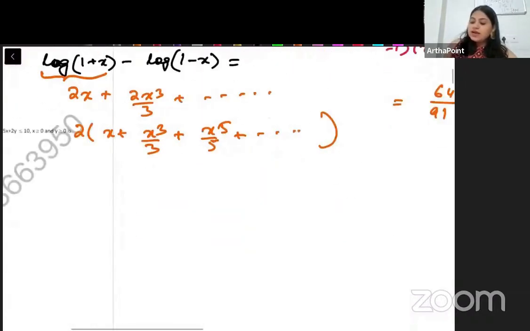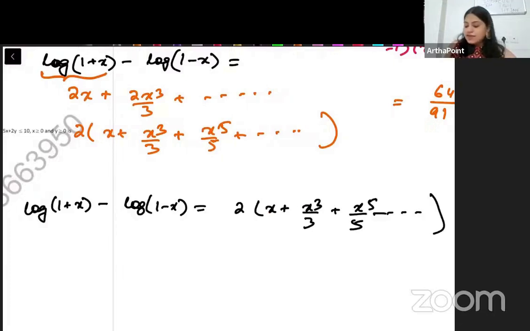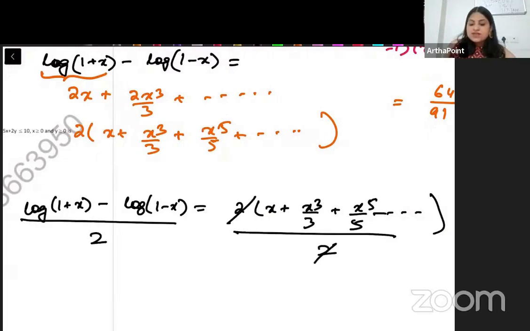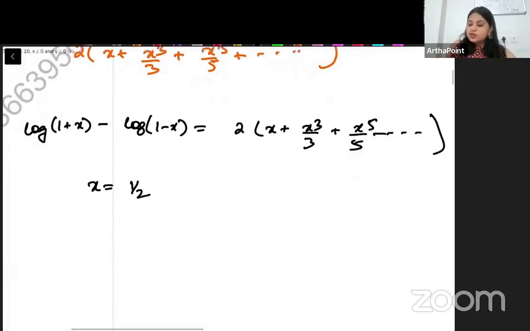So we know that now I have said that log 1 plus x minus log 1 minus x can be written as 2x plus x cubed by 3 plus x to the power 5 by 5 and so on. But if I divide both sides by 2, this and this will get cancelled. Not divided by 2. If I just put x as, let's say, half, suppose. But if I put x as half on both sides, what will I have?